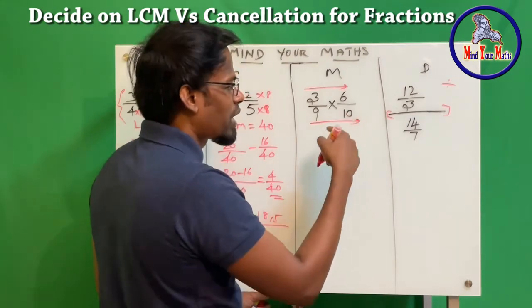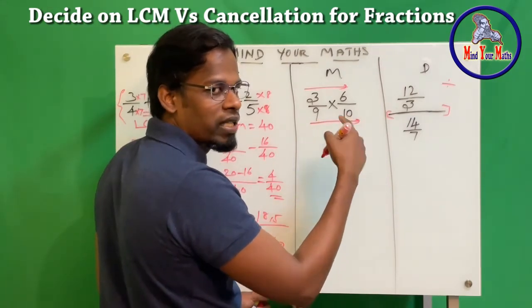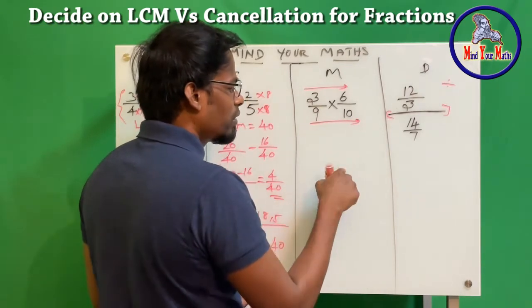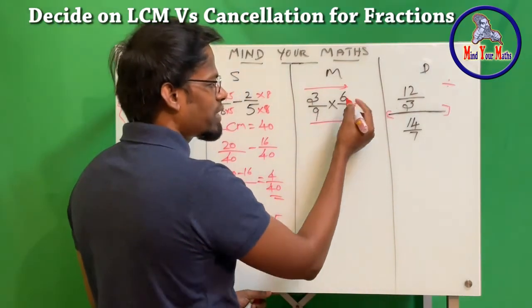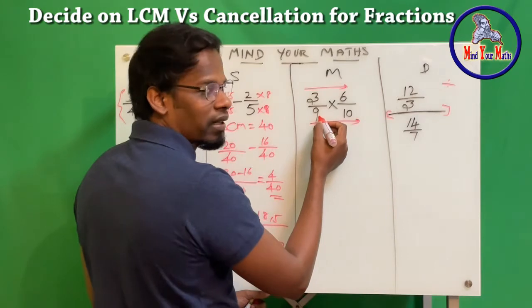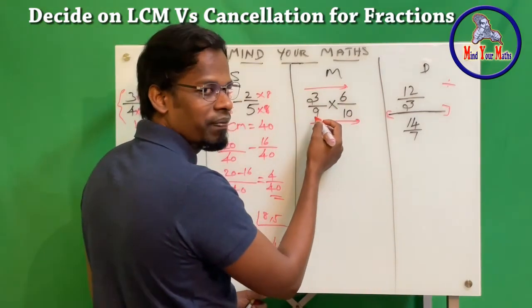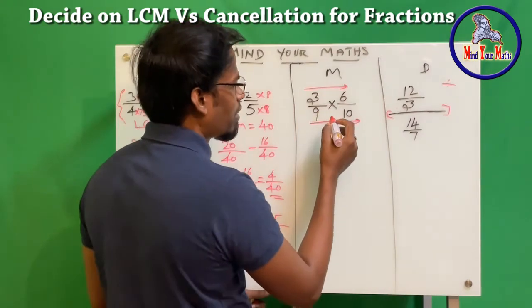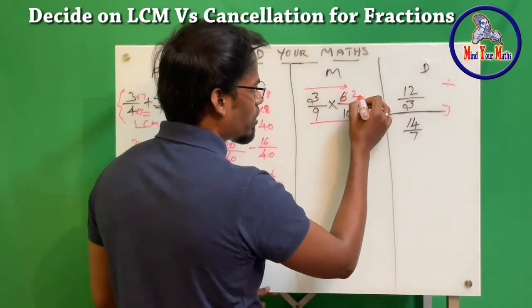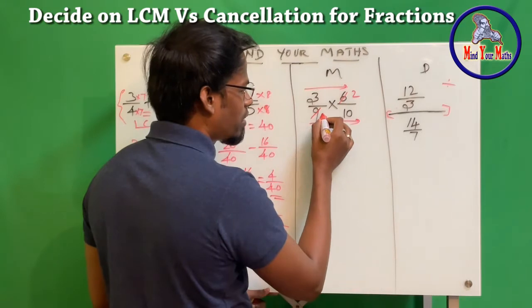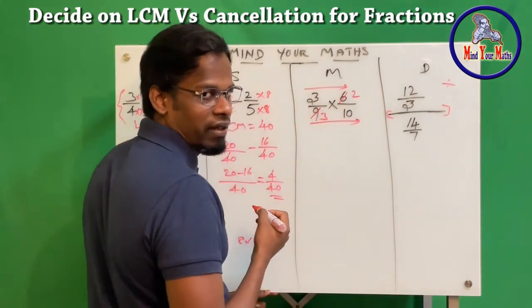Yeah, people sometimes get confused. I'll tell you how. But right now, let's take this 6 and this 9. Both numbers can be divided using what? Yes, 3. So this one, 2 times 3 is 6, and this one, 3 times 3 is 9.